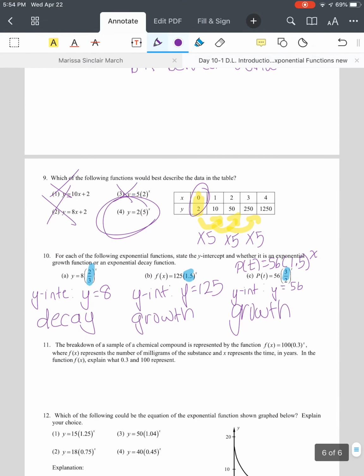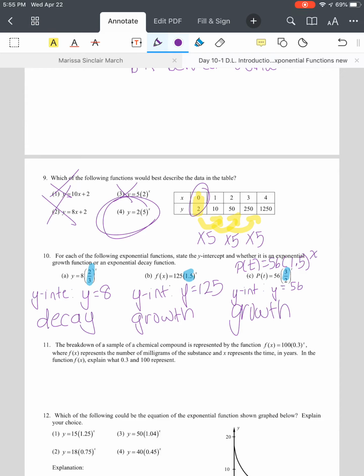Okay, 2 more. 11, this is a word problem. It says the breakdown of a sample of a chemical compound, like something we find in science, is represented by the function f of x equals 100 parenthesis 0.3 to the x, where f of x represents the number of milligrams of the substance and x represents the time in years. It's breaking down. In the function, explain what 0.3 and 100 represent.